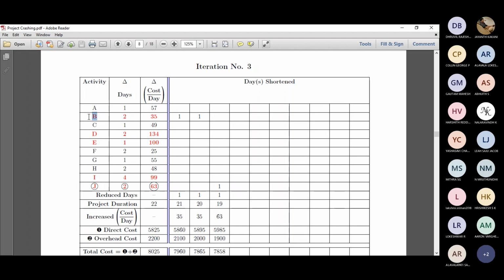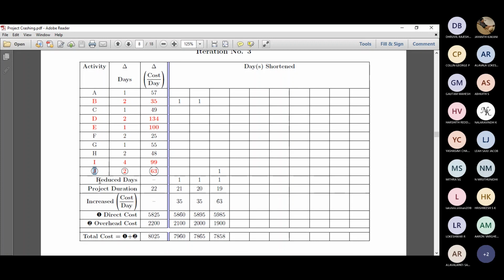And since B is completely exhausted, we cannot take B again. So out of D, E, I, J, we need to find the critical activity that has the least cost slope. In this case, it's 63. If you look at 134, 100, 99, and 63, the least cost slope is 63, and that corresponds to activity J, and it can be reduced by 2 days, right? Like B, it can be reduced by 2 days.